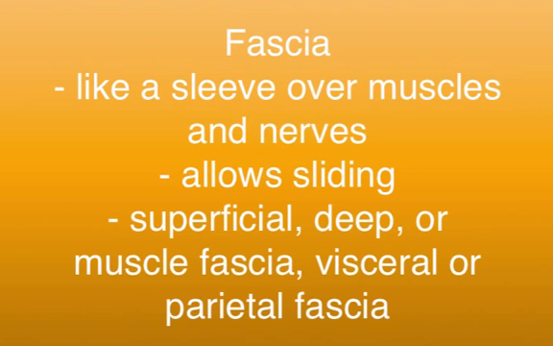Fascia is like a sleeve that covers these structures, binding them together while allowing them to slide smoothly over each other. Fascia can be classified according to its anatomical location, such as superficial fascia, deep fascia, or muscle fascia, as well as visceral or parietal fascia.